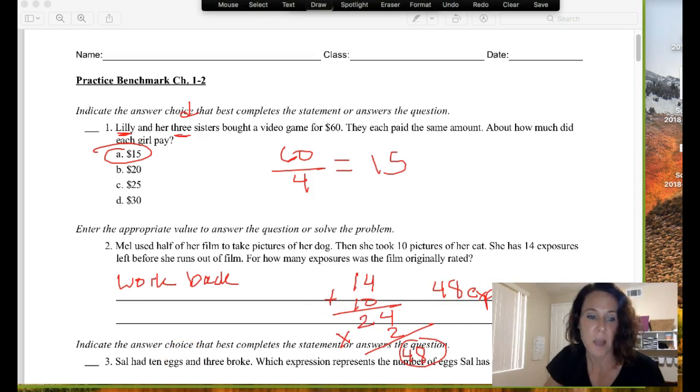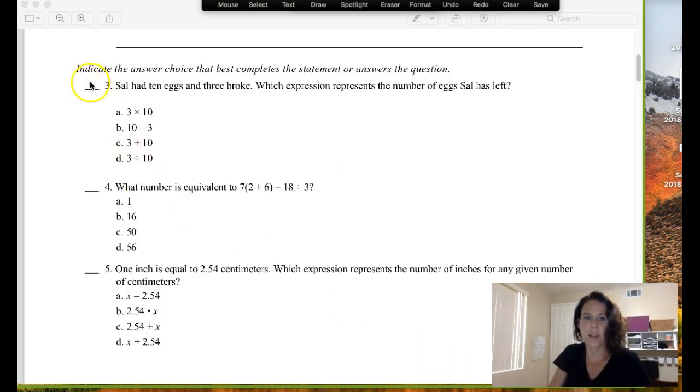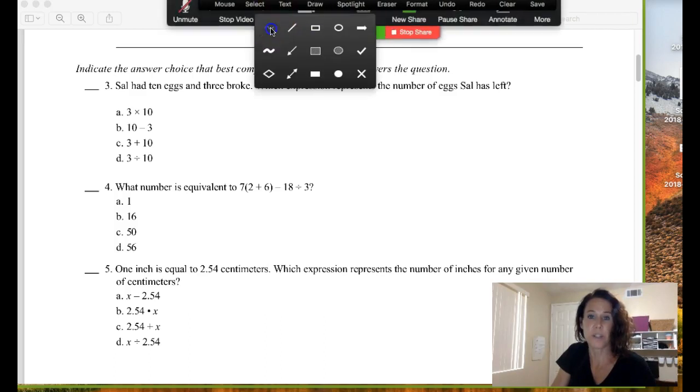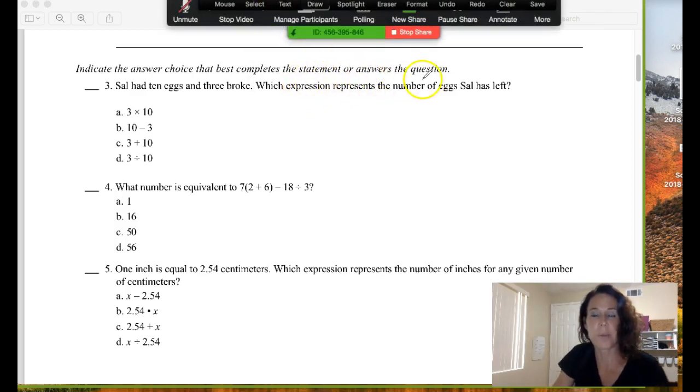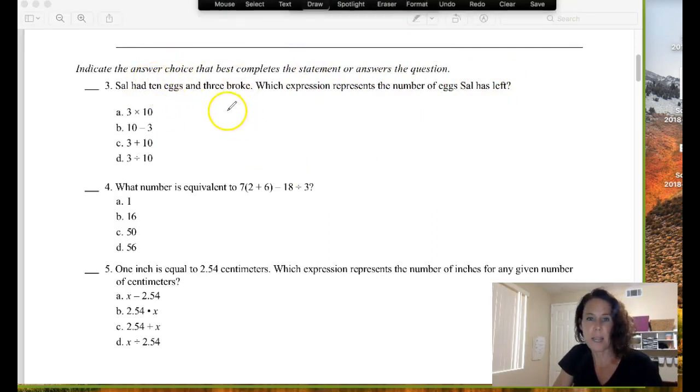All right, on to the next one. Number 3, Sal had 10 eggs and 3 broke. Which expression, remember expression is not an equation, just an expression, represents the number of eggs Sal has left? If he had 10 eggs and 3 broke, I would do 10 and subtract 3. So it would be B.